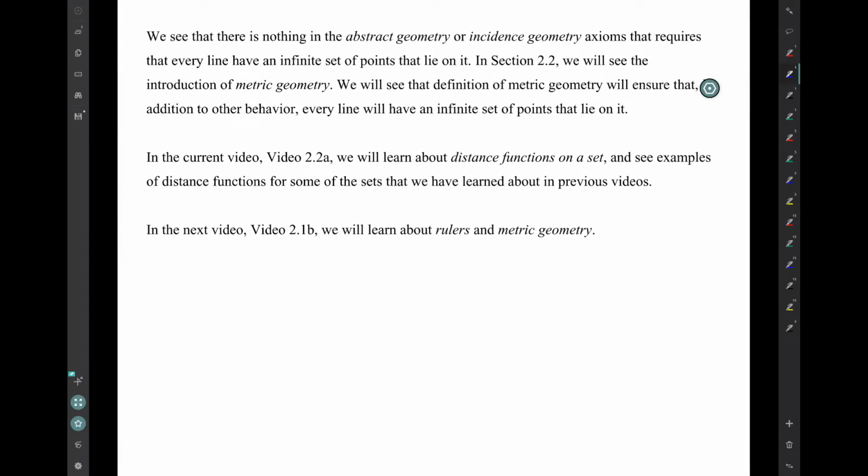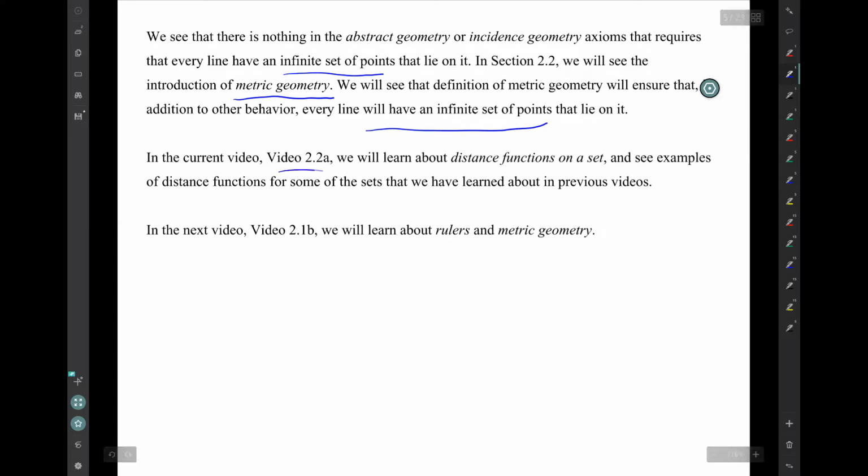We see that there's nothing in abstract geometry or incidence geometry axioms that requires that every line have an infinite set of points on it. In section 2.2, we'll see the introduction of what's called metric geometry. We'll see that the definition of metric geometry will ensure that in addition to other behavior, every line will have an infinite set of points on it.